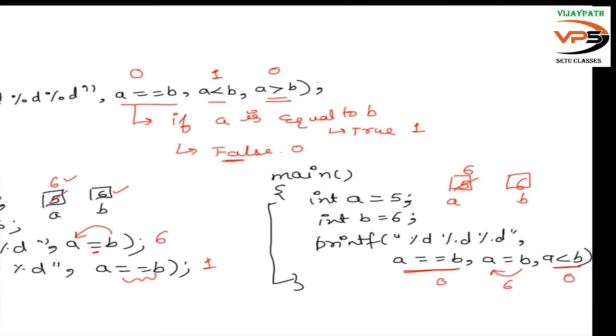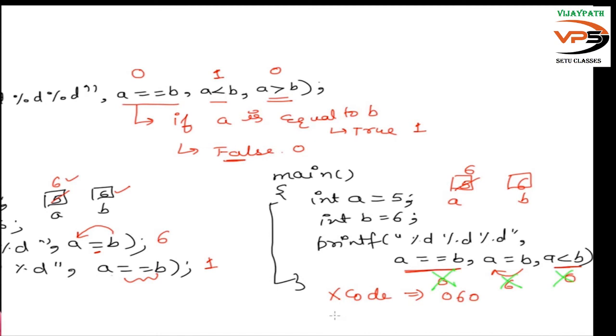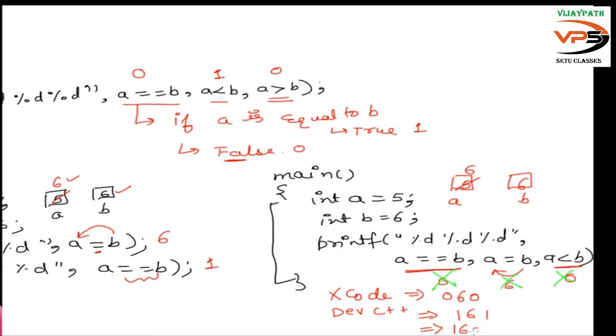But this is not the case. There's a reason why this is not the case, and this program is not going to return me this output. If you execute this program in different compilers, for example, if I execute this program in a compiler on Mac, the output will be 6060. If you execute this program in Dev C++ or Dev C, the output will be 161. If you execute this program in some online compiler, then the output will be 160, and so on. So there will be different outputs.